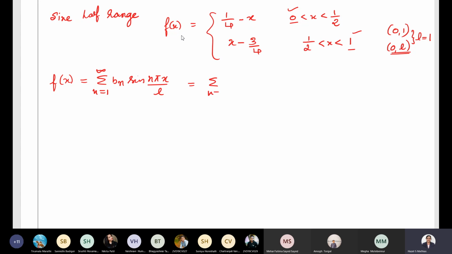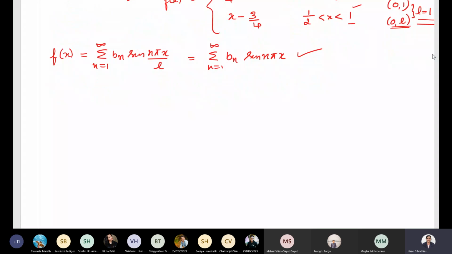Okay, so what is it? Summation n equal to 1 to infinity bn sine n pi x, because L is equal to 1. They have asked sine half range series, so we have to consider this one because it should contain only sine terms. Now what do we need to find? We need to find the value of bn. How is bn given? It is given by 2 by L integral 0 to L f of x sine n pi x by L dx. We know L is 1, so it will be 2 by 1 integral 0 to 1.